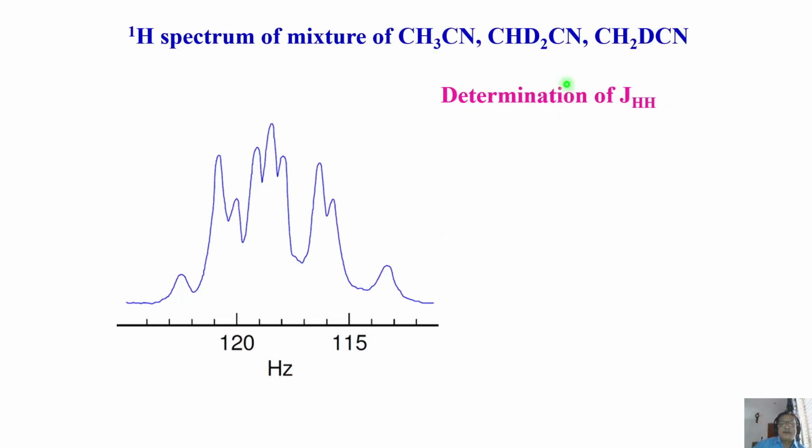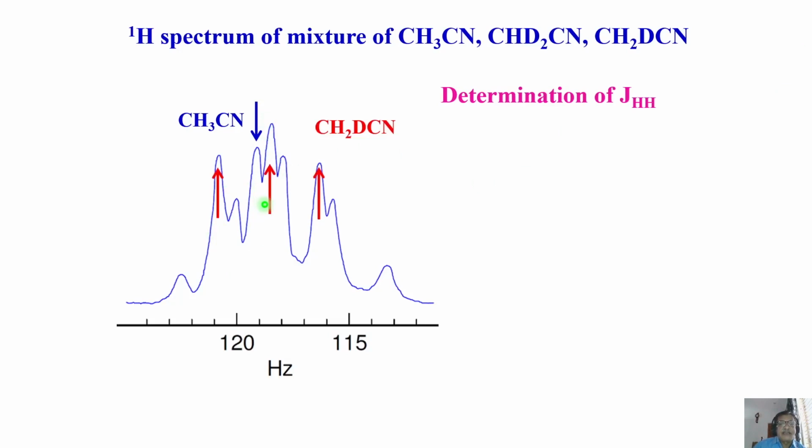Very simple sometimes. Look at this molecule. Instead of CH3CN, I made CHD2CN, or I can make CH2DCN. What did I do here? Remove one of the protons and put D here. In this case, remove 2 protons and put D2 here. Now we have 3 different isotopomers, 3 different molecules. Now take the proton spectrum of this, and this CH3CN gives a single peak. It has to give a single peak.